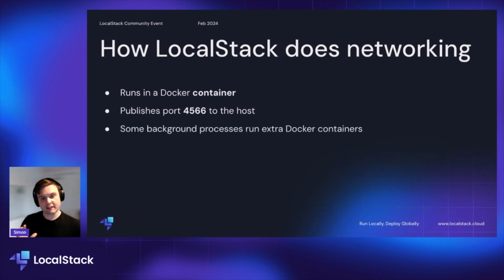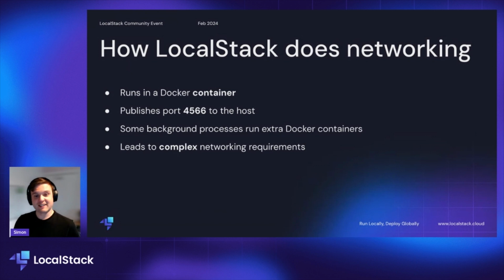As part of our localstack internals, we use Docker containers ourselves to run background processes or your application code, for example. If you were to run, say, a Lambda function, that runs in a Docker container. And all of the inter-Docker communication has to be sorted out. This leads to some very complex networking requirements. Even just regular networking on a single computer is hard enough. When you add Docker to the mix, it gets a lot more complicated.